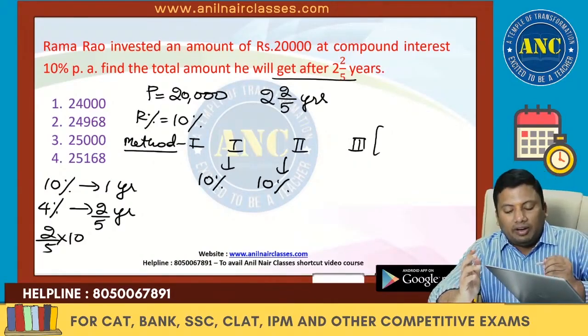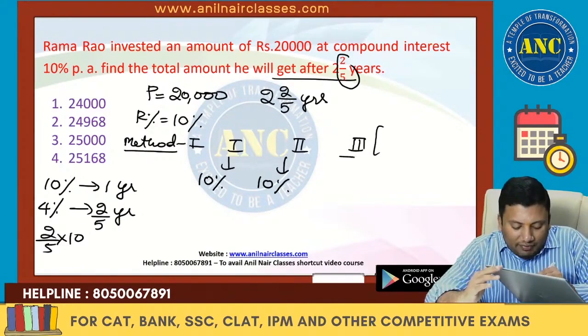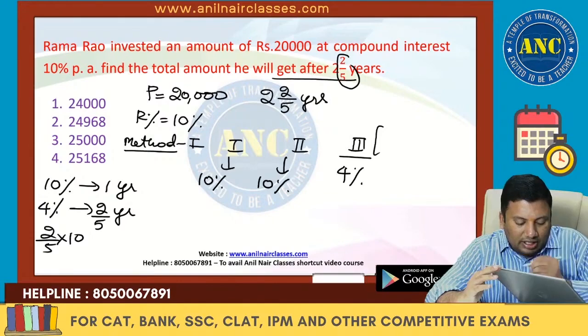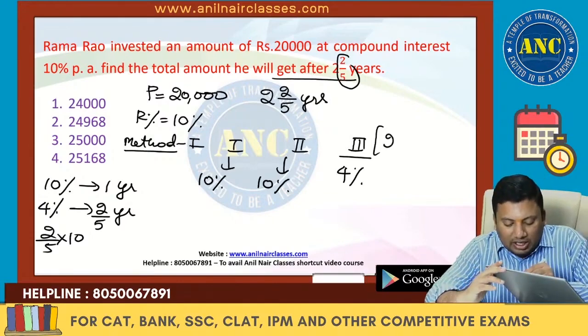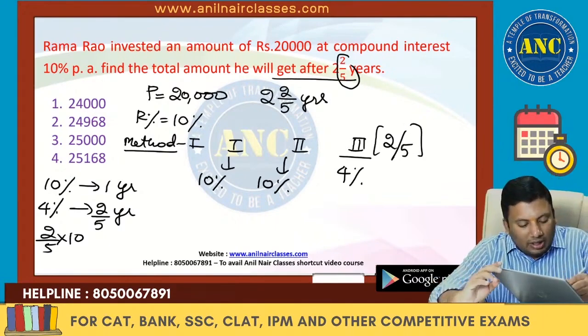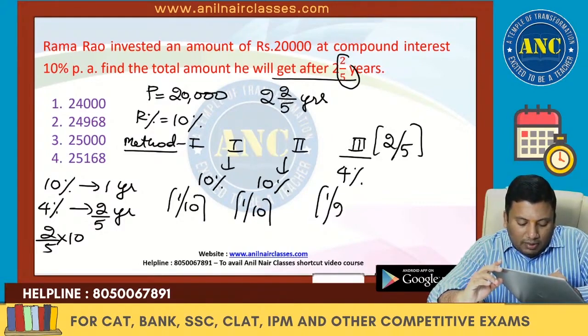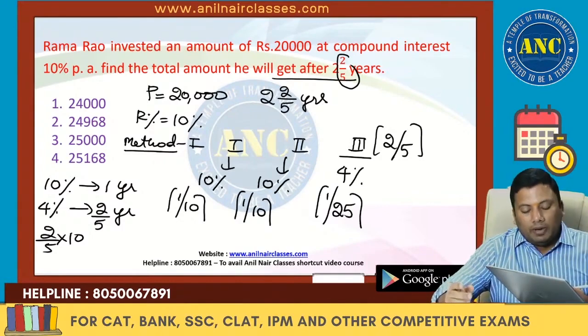I don't require the entire year. I require 2/5 of a year. This is nothing but 4%, because I require only 2/5 of a year. Now 10% is 1/10. This is also 1/10. This is nothing but 4/100, which is 1/25.